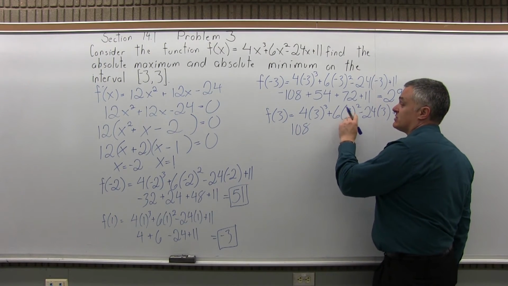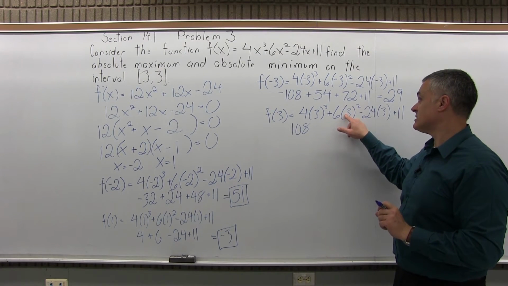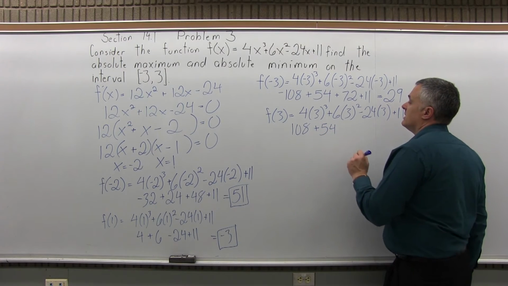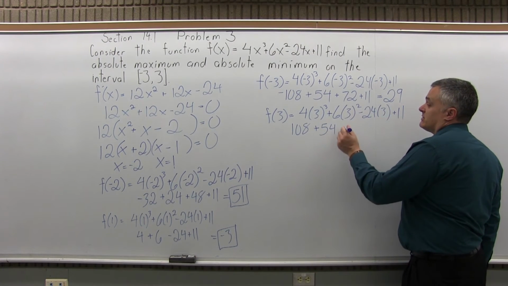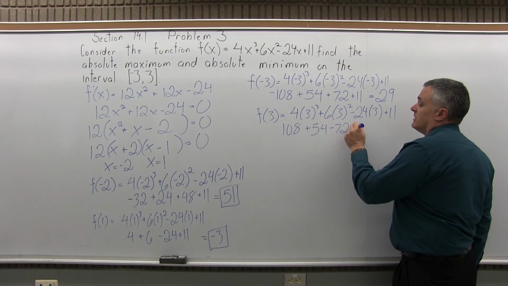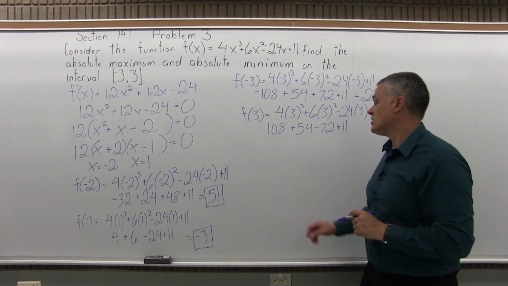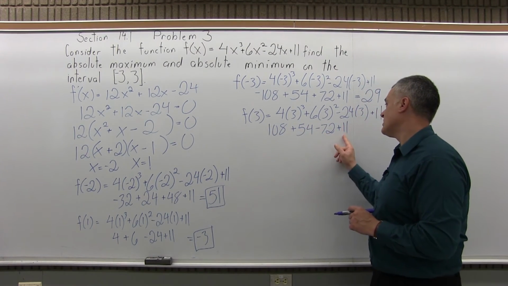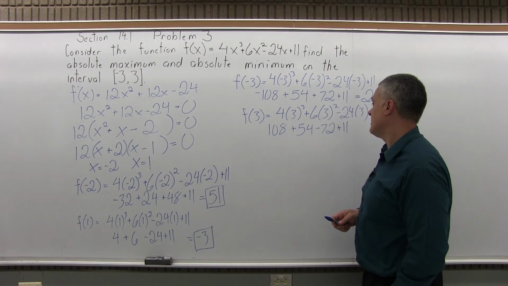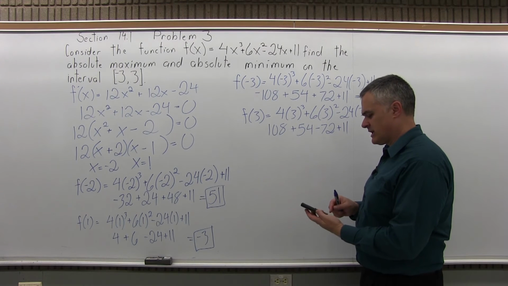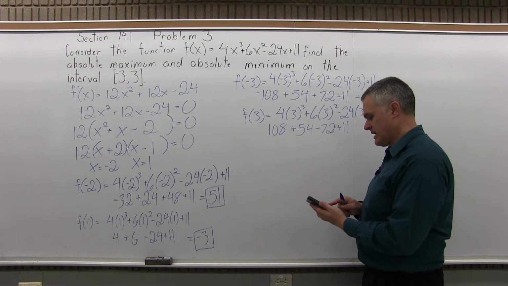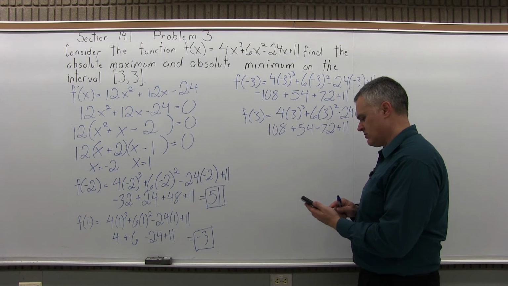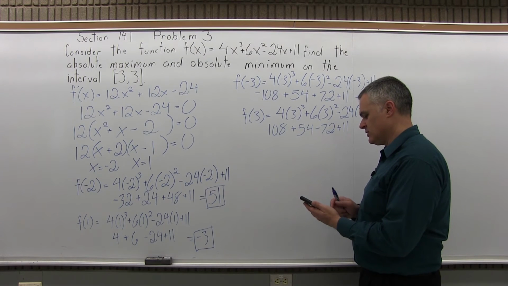The next piece, 6 times 3 squared. 3 squared, 3 times 3 is 9, times the 6 in front is 54, also positive. And then negative 24 times 3 will be minus 72 and plus 11. So my positives, 108 and 54 is 162, and 11 would be 163. Let's do this on the calculator too, since it's handy. 108 plus 54 minus 72 plus 11 equals 101.